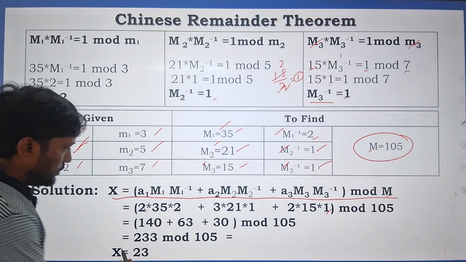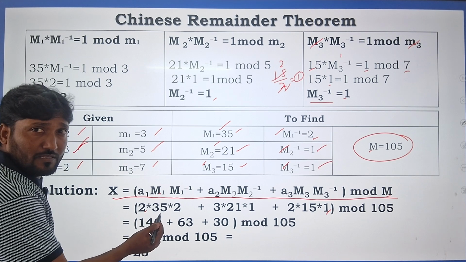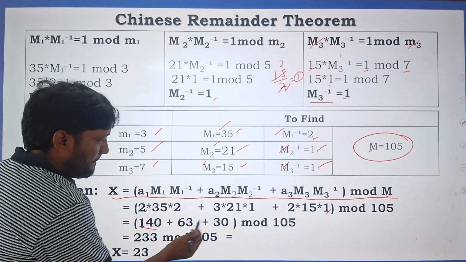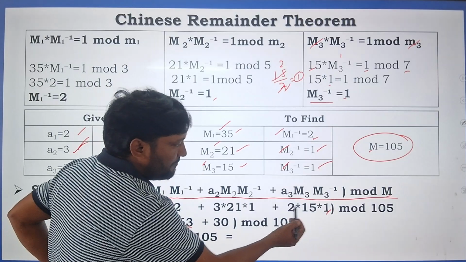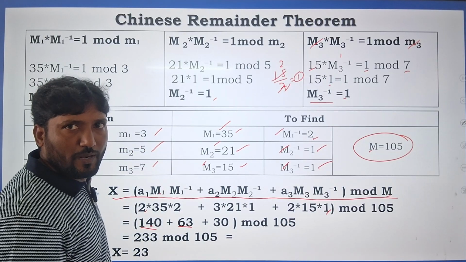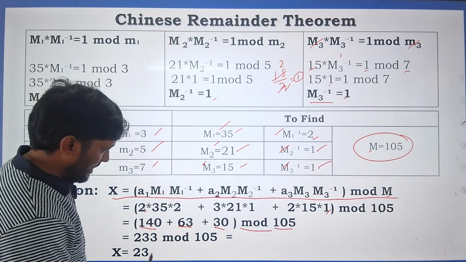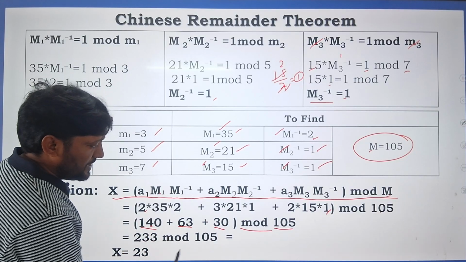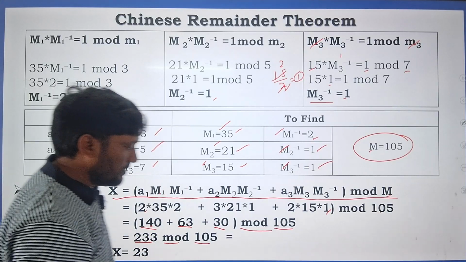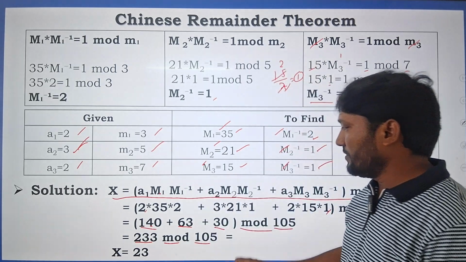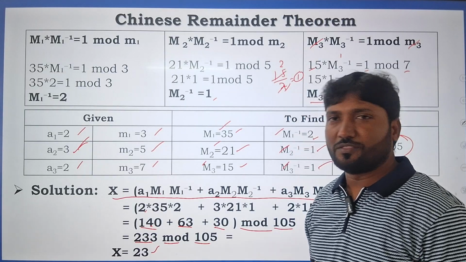Then finally 2 multiply 3 multiply 2. So that is 2 times 35 is 70, 70 multiply 2 will get 140, plus 21 times 3, that is 63, plus 15 times 2 is 30, 30 multiply 1 will get 30. Mod capital M, what is the capital M value? 105. And here 140 plus 63 plus 30 will get 233 mod 105. So now if you do that, what is the division algorithm? 233 divided by 105 will get the remainder only 23.